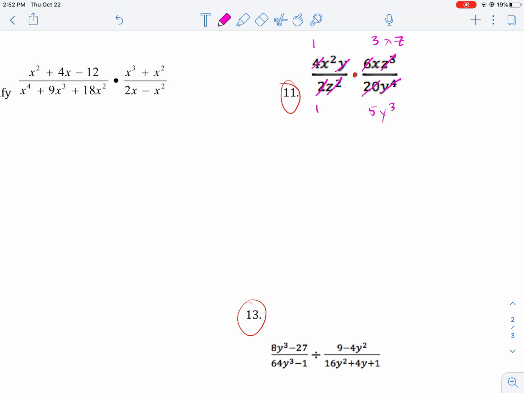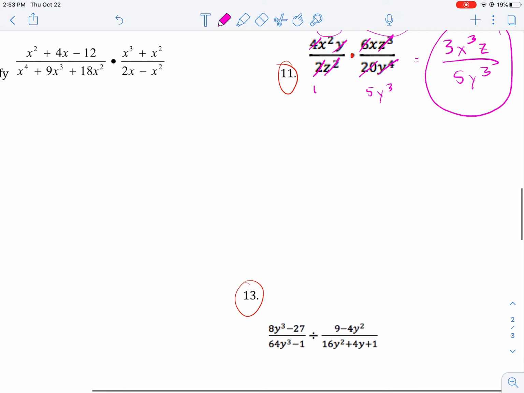So that becomes y cubed. And the only thing I got left on the left expression is that x squared. Finally, I can multiply these guys together. So I get 3x cubed times z all over 5y cubed. We can't simplify it any further, so we're good. All right, good to go.